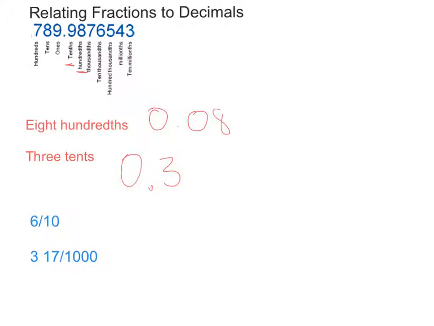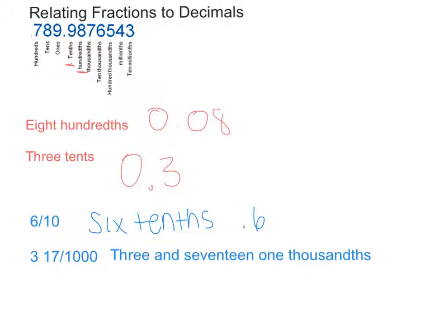Now let's go the other way around. If we have the fraction 6/10, we say this as 6/10 or 0.6. And if we have the mixed fraction 3 and 17/1000, we say this as 3 and 17/1000, which is also written as 3.017. Notice that there are 3 zeros in 1000 and 3 spaces here. And above, there is 1 zero in 10 and 1 place value here. See how they match up?